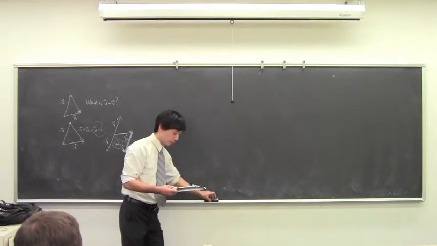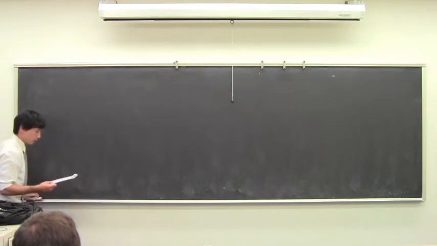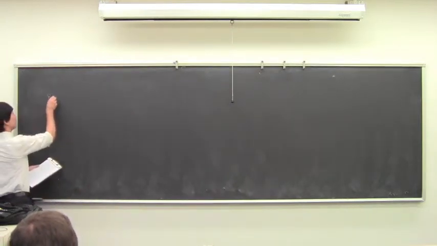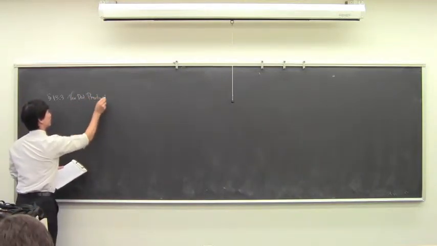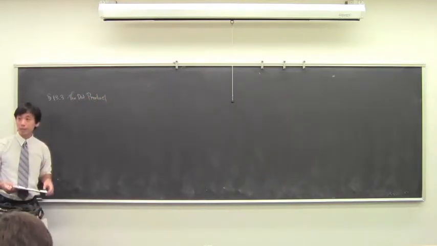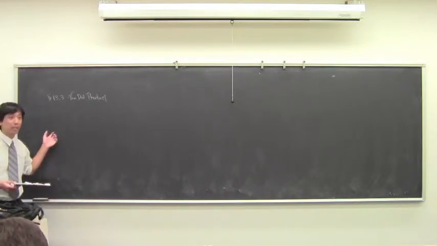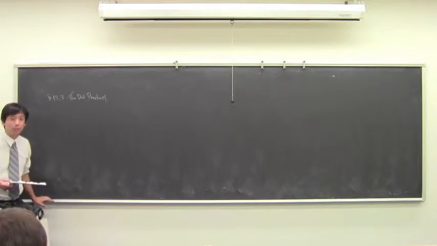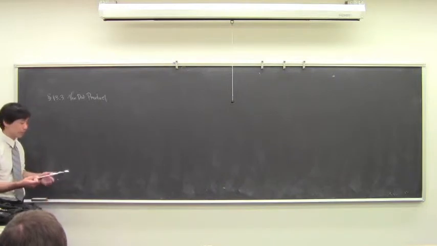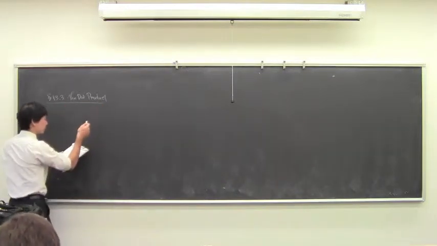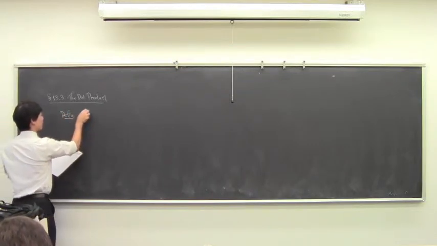Okay. So now let's get started. Section 13.3, dot product. Earlier we remarked that there is no good way to multiply vectors. We defined vector addition, we defined scalar multiplication, but we didn't define a way of multiplying vectors. And here is one way of multiplying vectors. It's called the dot product.